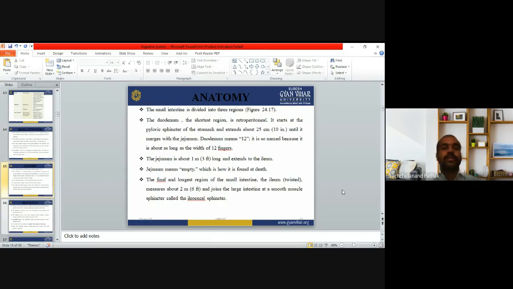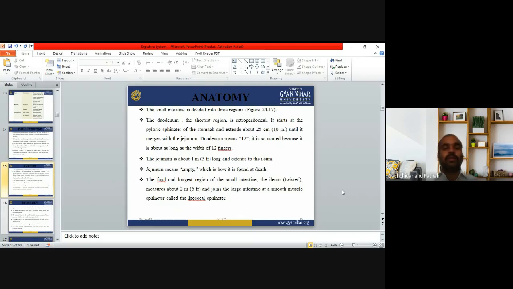The small intestine is divided into three regions. The duodenum, the shortest region, is retroperitoneal. It starts at the pyloric sphincter of the stomach and extends about 25 centimeters until it merges with the jejunum. Duodenum means 12. It is so named because it is about as long as the width of 12 fingers.